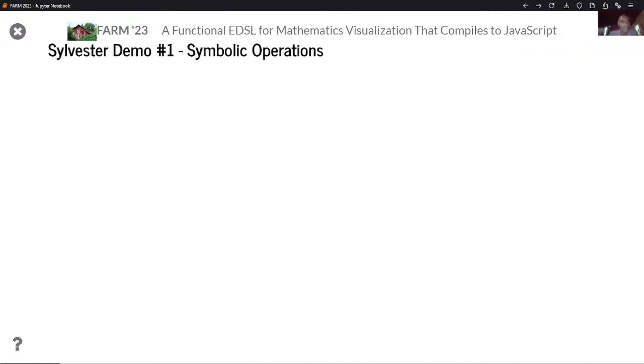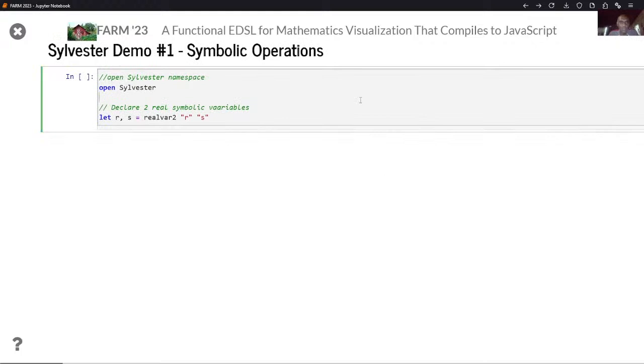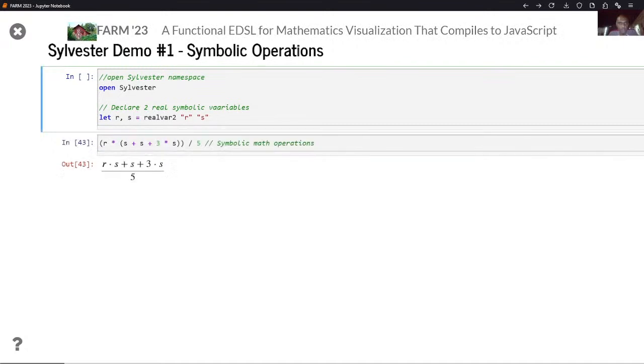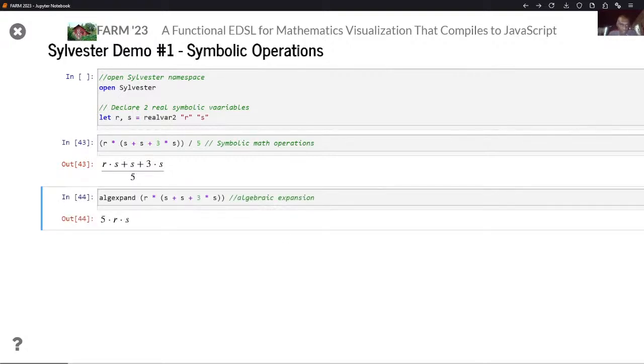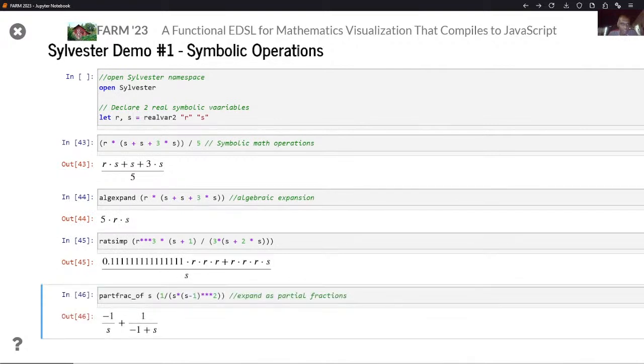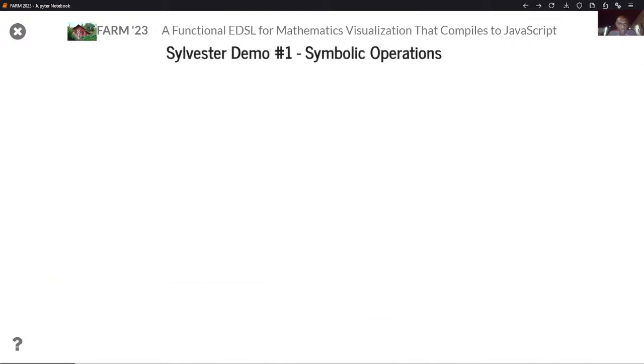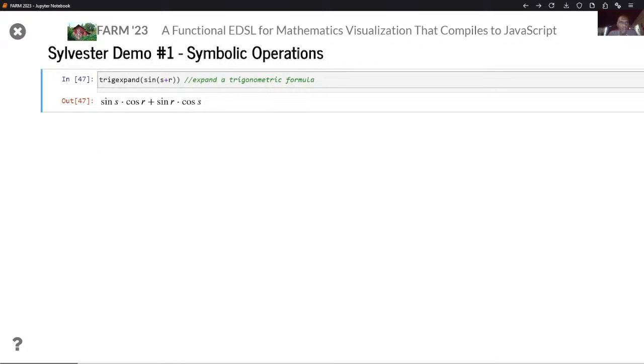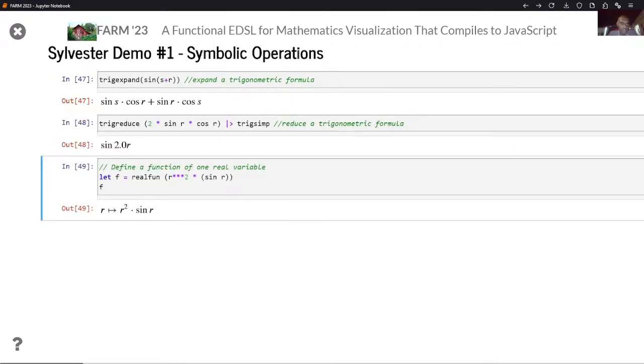Okay, so we can first look at some symbolic operations. We open our Sylvester namespace, and we declare two real symbolic variables, and we're going to be using these two symbolic variables throughout our demo. We can express different symbolic math operations, or we can do things like algebraic expansion, simplification, partial fraction expansion, trigonometric expansion, trigonometric reduction.